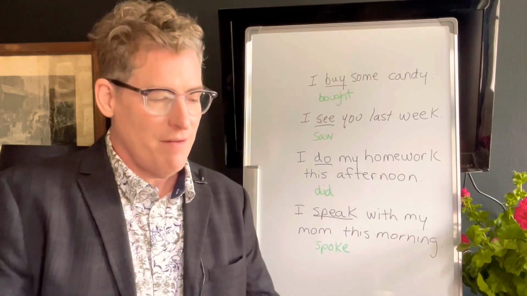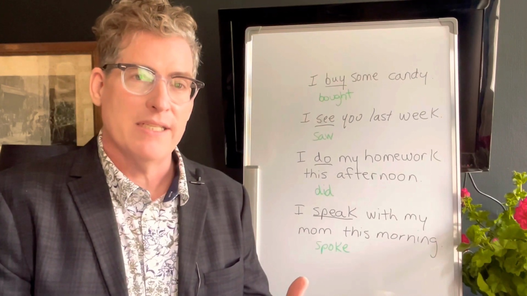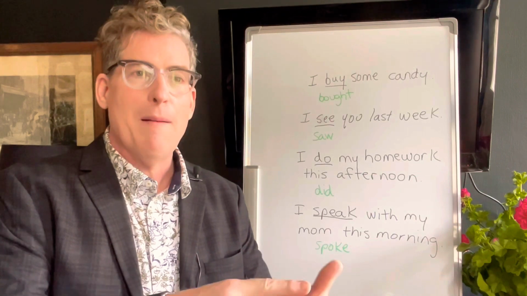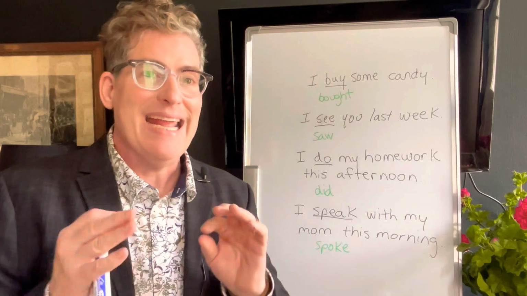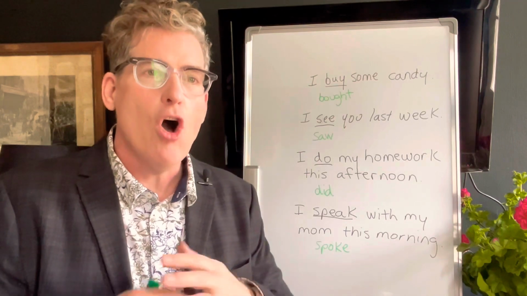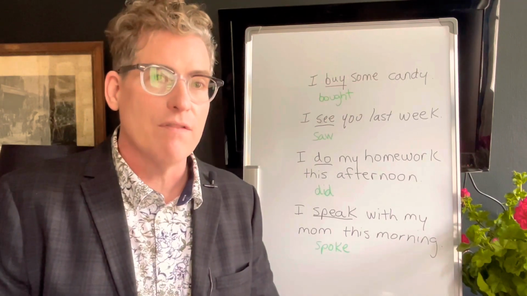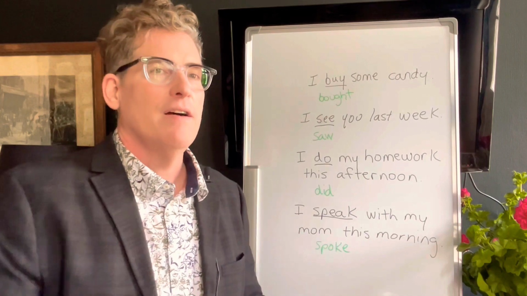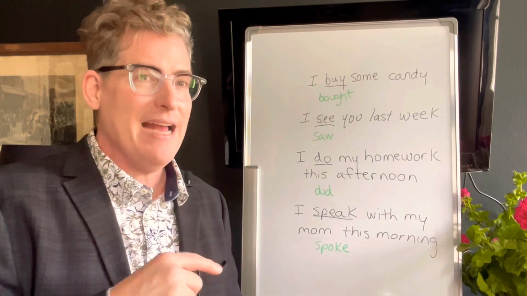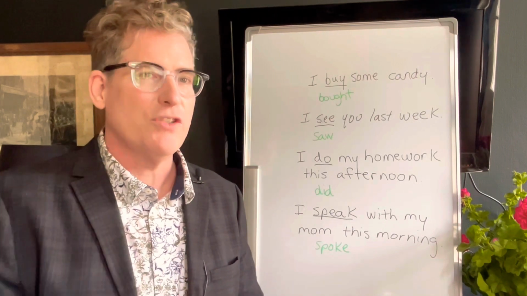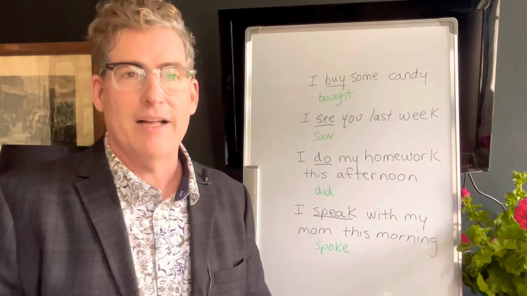We talked about five different verbs recently. Go, buy, see, do, and speak. Remember, in the past tense, all these verbs have an irregular form. For more irregular verbs in the past tense, watch for my next video and you can challenge yourself.